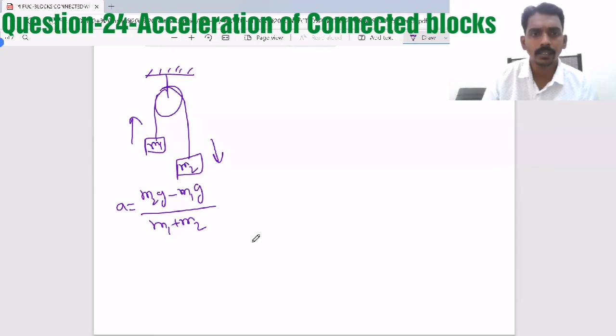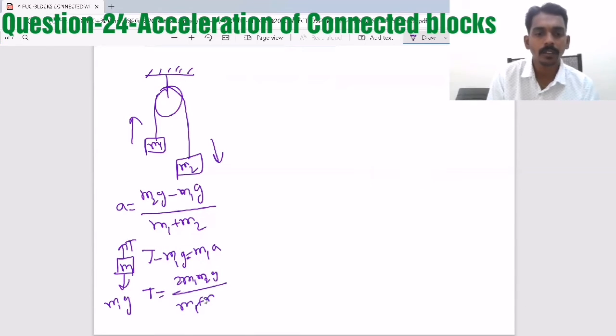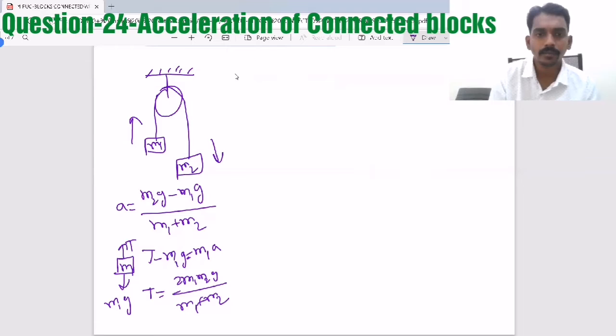And if you want to find tension, generally you have to take the equation of motion for any one particular mass. Let's take M1. Upward is tension, downward is M1G, and it is going up, so T minus M1G equals M1A. If you substitute the A value, then tension will become 2M1M2G by M1 plus M2. But here I am not trying to tell you to remember the formulas. You remember as many cases as possible, but I am trying to tell you the method.